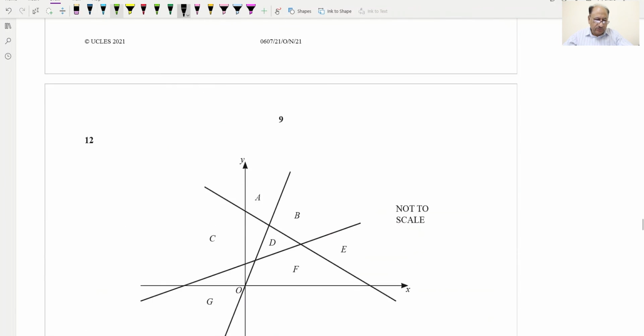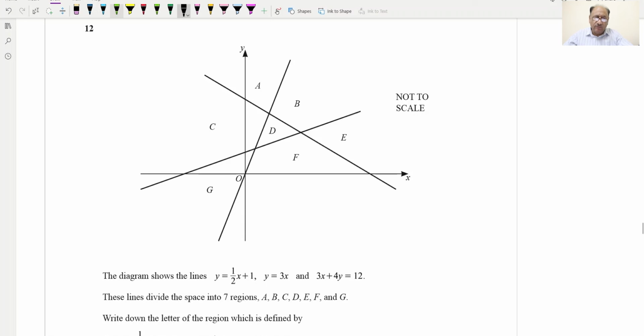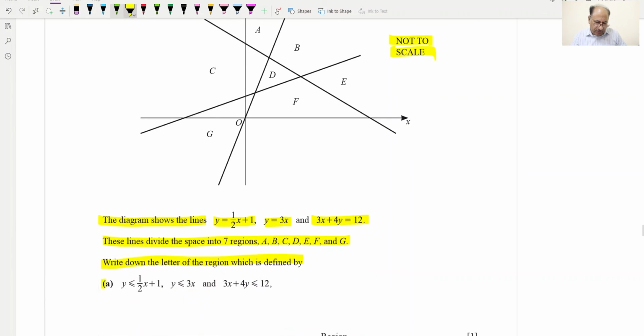So next question is question number 12, and they have provided us the diagram which is not to scale. The diagram shows lines 1, 2 and 3 without identification. They have not provided which equation is for which line, which we need to identify. These lines divide the space into 7 regions: A, B, C, D, E, F and G. Write down the letter of the region which is defined by parts 1, 2 and 3.